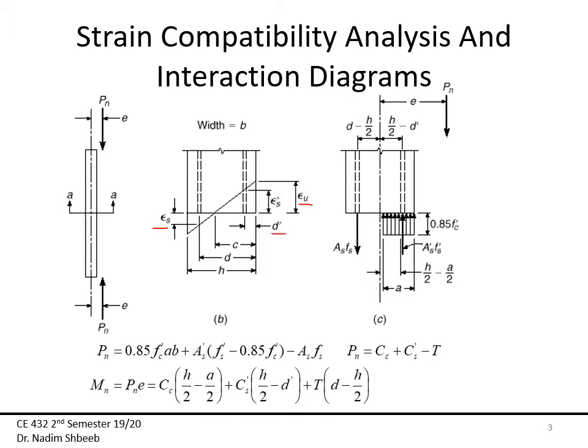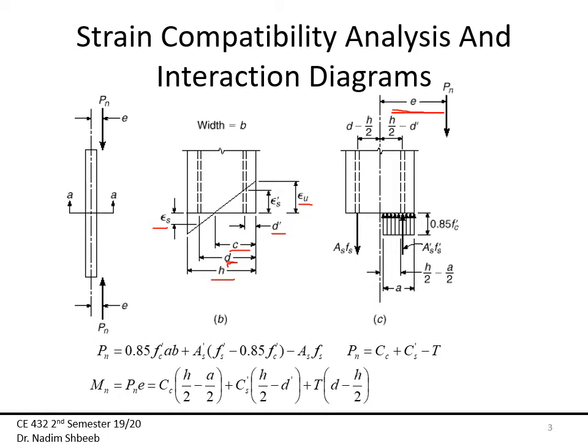Now, d prime is the distance from the extreme compressive fiber to the centroid of the compressive steel. c is, again, the location of my neutral axis. d is the distance from the extreme compressive fiber to the centroid of my tension steel. h, on the other hand, is the section dimension in the direction of my eccentricity. As you can see here, the direction of my eccentricity is this way. So again, with h being in the direction of the eccentricity.